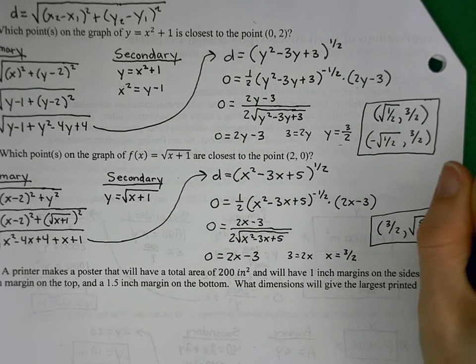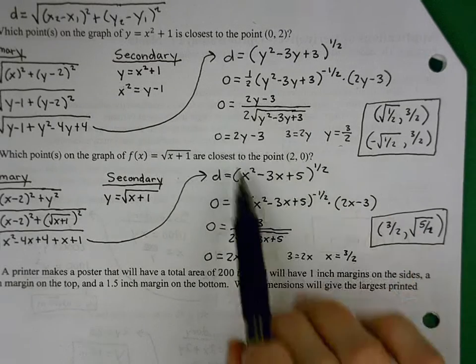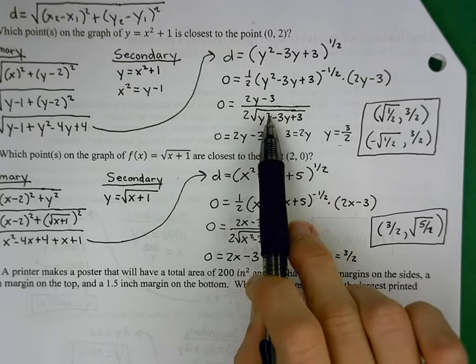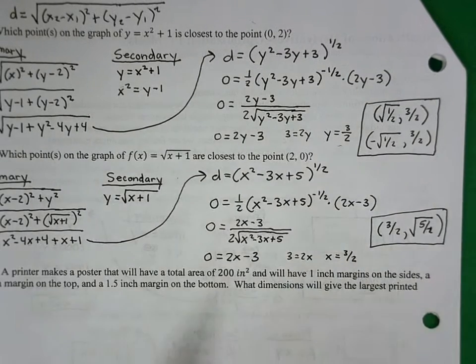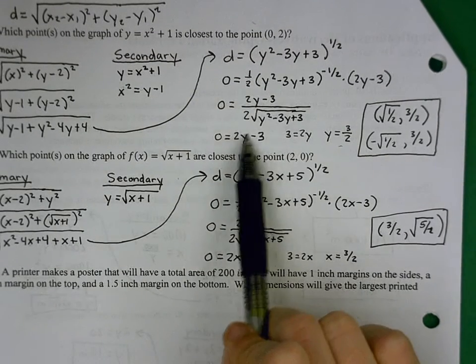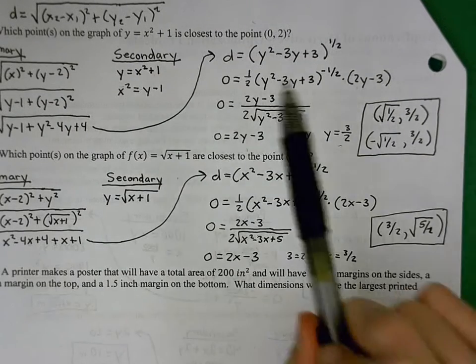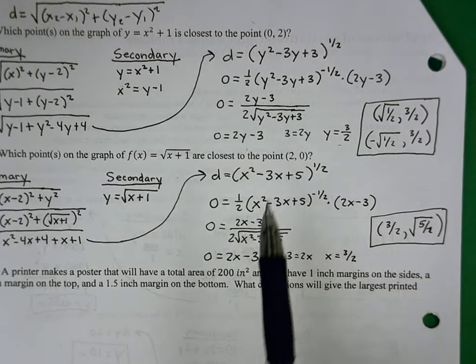Kind of a little hint here before I end this video. Backtracking a little bit in both of these problems. In both of these distance formula problems, we got to this point where we had 0 equals a fraction. And we pulled out the numerator, because the only thing in our fraction that had to equal 0 was the numerator. 0 equals 2y minus 3, 0 equals 2x minus 3. Take a look in both of these problems at where that 2y minus 3 here came from, or this 2x minus 3 here came from.